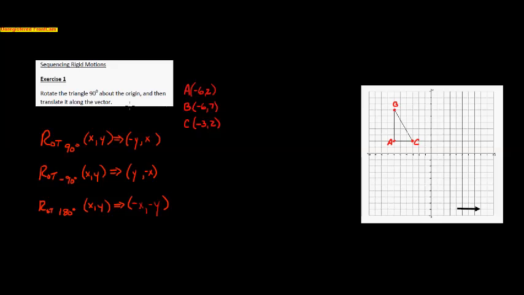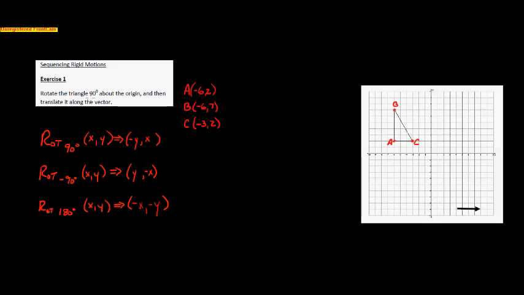And we're going to jump into doing a sequence of rotating a triangle 90 degrees, and then we're going to translate it along this vector right here. Okay? So again, sequencing is just putting two or more motions together all into one problem. Alright? So first, let's do the triangle.